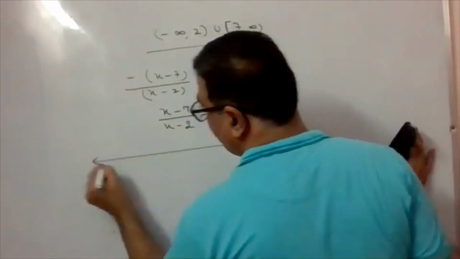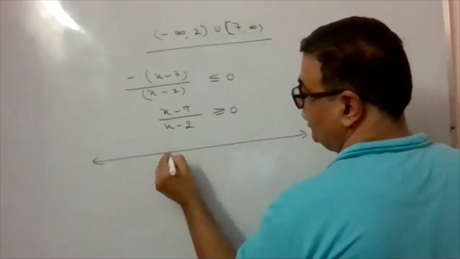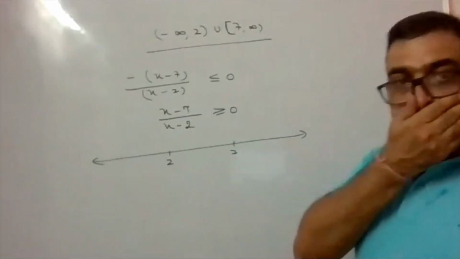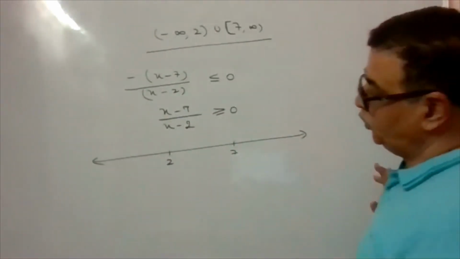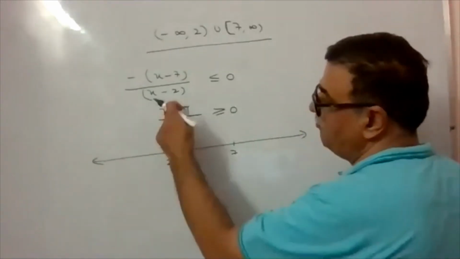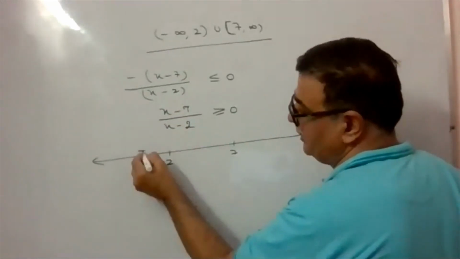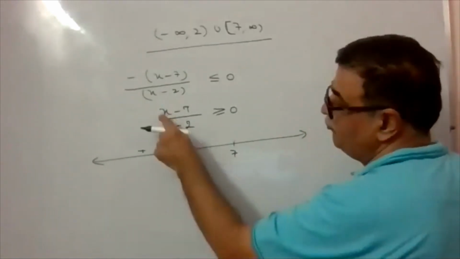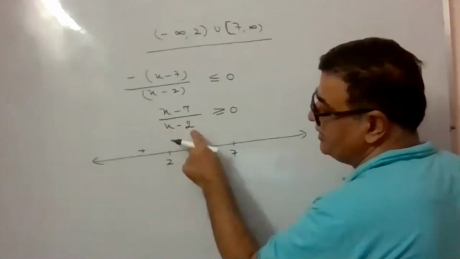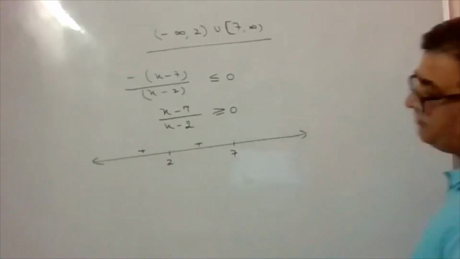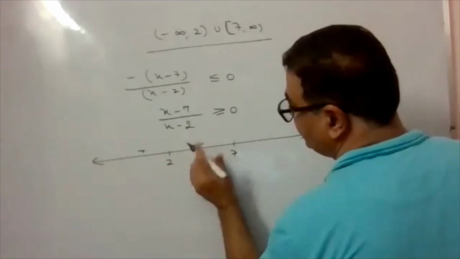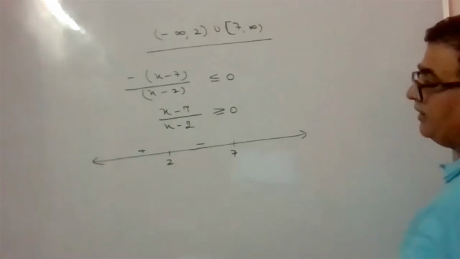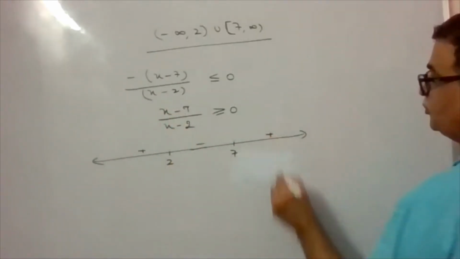And now I go on the number line. One point is 2, another is 7. When you have less than 2, 0 you can put, minus and minus, net is plus. Between 2 and 7 can be taken 5. 5 minus 7 is minus, but 5 minus 2 will be plus. So one is plus, another is minus. So what will it come out to be? Minus. And the third one, above 7 it will be plus. So it comes out to be plus.